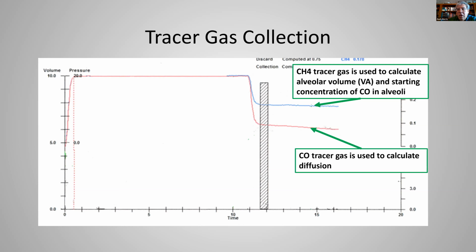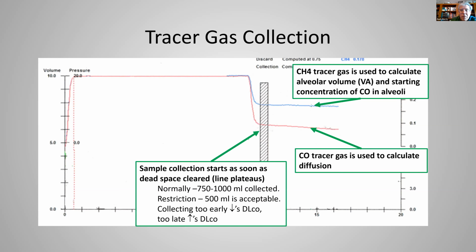Okay, we use a tracer gas to calculate alveolar volume. We use the CO tracing to calculate the actual diffusion. Now the sample collection, that's important also. The sample collection, normally you want to collect around 750 to 1,000 milliliters, okay? Restriction, you're allowed to get only 500 milliliters if you have severe restriction.